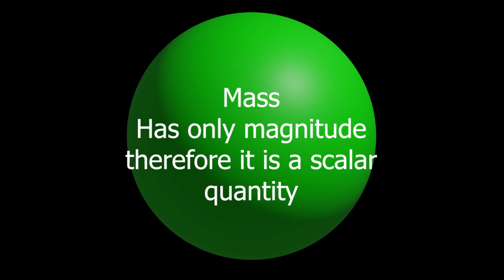Let's draw a comparison with vectors, which boast both magnitude and direction. If our green sphere were a vector quantity, we'd not only consider the growth in mass, but also the direction in which that mass is increasing. However, with a scalar-like mass, we only care about how much it's changing, not where it's going.